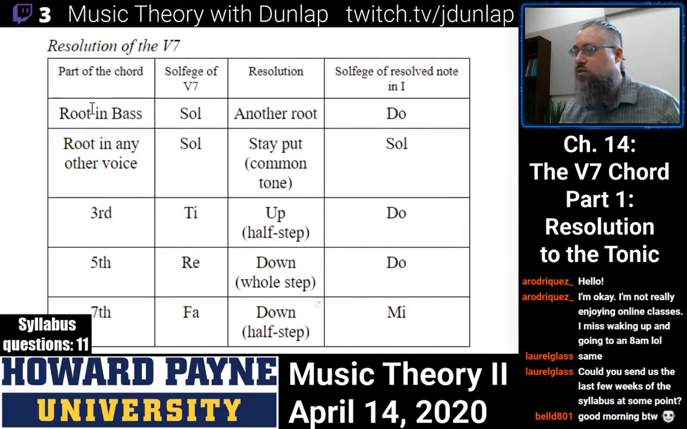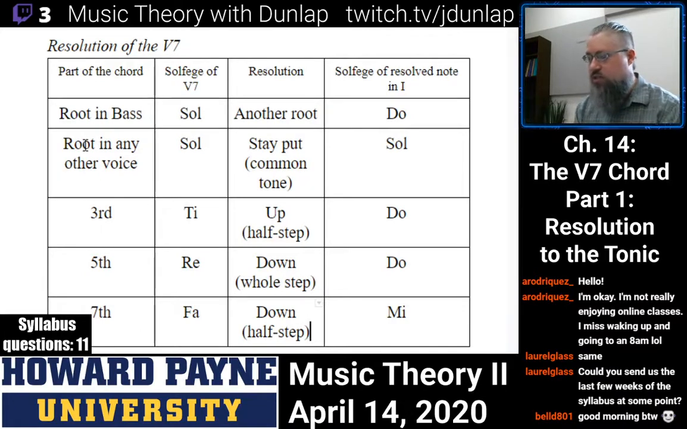But basically, anytime the root is in the bass, the root of the 5-7 chord is going to resolve by finding the root of the 1 chord, or the tonic triad. And that means we're not so much resolving as much as we're just finding the next root. If scale degree 5 is anywhere else, which is soprano, alto, or tenor, and it tends to not be the soprano because that's not an interesting melody, it's going to stay where it is and be the common tone, because we're going to proceed with our voice leading as much as possible by finding common tones and stepwise motion.